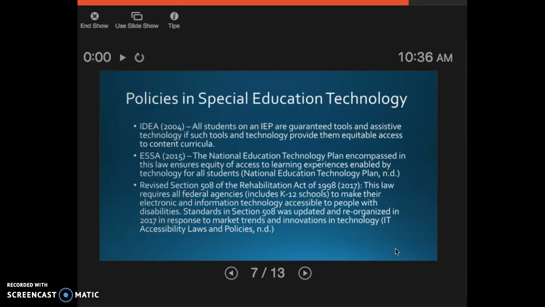This law requires all federal agencies, including K-12 schools, to make their electronic and information technology accessible to people with disabilities. They have standards in this section, which was updated and reorganized in 2017 in response to market trends and innovations in technology. And just like how they revised in 2017, the National Education Technology Plan is also going to be revised every single year just to catch up with the market trends in technology.